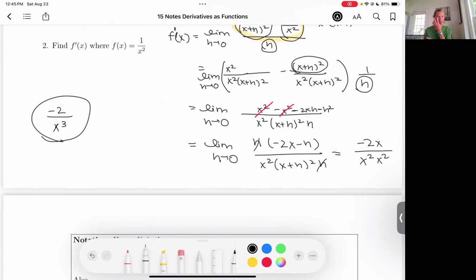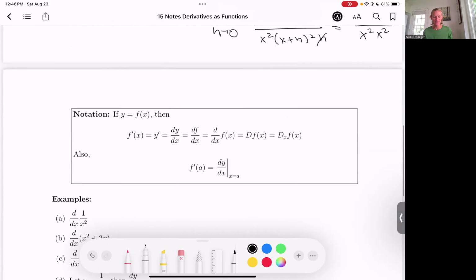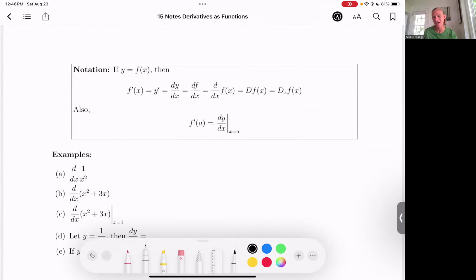That is my derivative. It looks a little messy. We're going to learn how to get this without doing so much work next time, because that's a lot of work to have to do every time. Before we do that, we're going to get more practice using the limit definition. Let me give you some different notations. There's a lot of ways to write f prime of x.